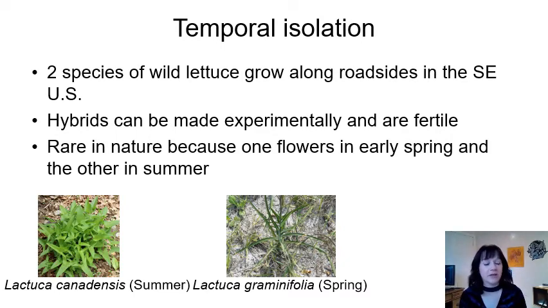Temporal isolation is pretty interesting. This is another situation in which you could technically have these two species interbreed and produce hybrids, but again, in the wild, they never come into contact. One example is the species of wild lettuce. They are found along roadsides in southeast US, and one of them only flowers in the summer, and the other only flowers in the spring, and so there's never a chance for pollen to spread from one plant species to the other. So they're temporally isolated.